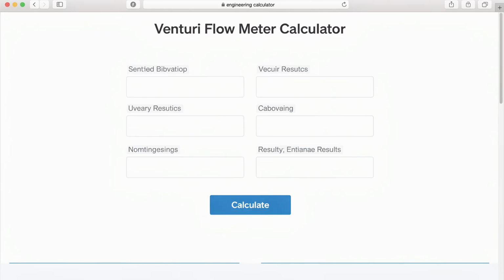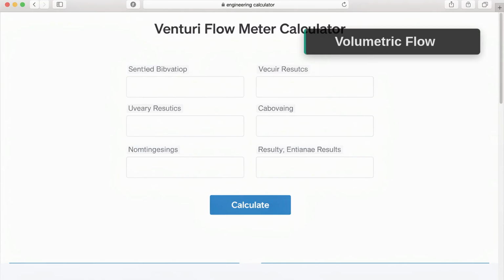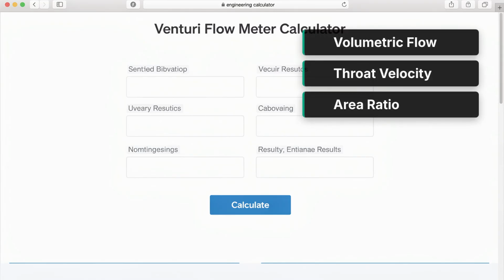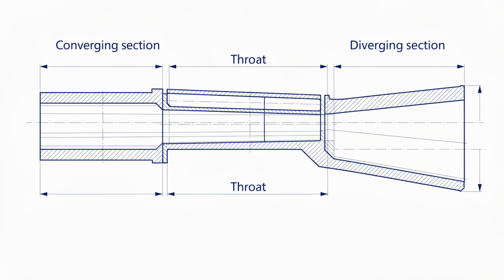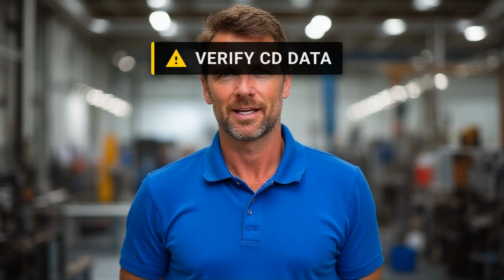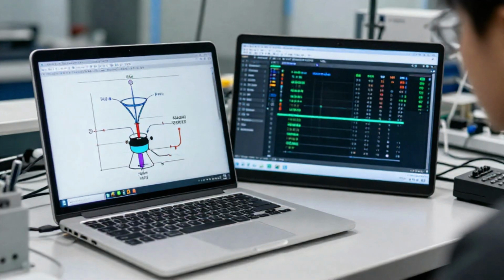The calculator returns three outputs: flow rate Q of 1,847 liters per minute, velocity at throat of 6.9 meters per second, and area ratio of 0.25. These outputs tell you your volumetric flow rate, the fluid velocity at maximum constriction, and the geometric relationship between throat and pipe areas. Remember, always verify your discharge coefficient against manufacturer data, as assuming 0.98 when it's actually 0.94 creates significant errors.